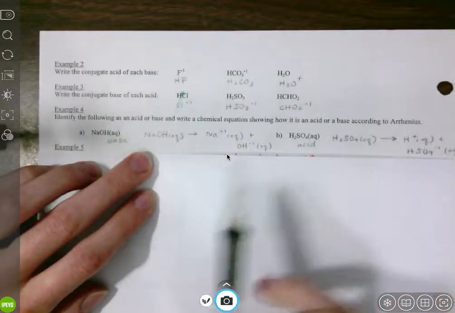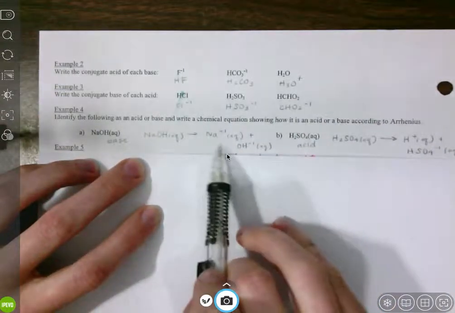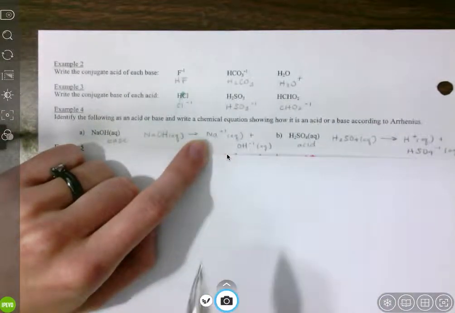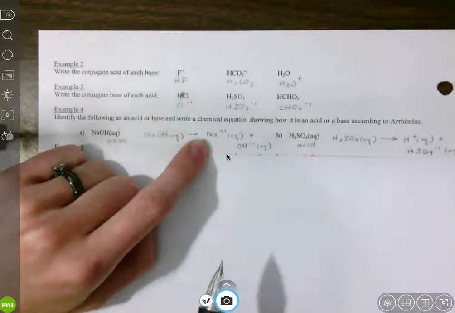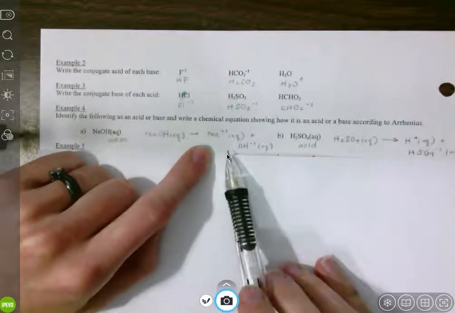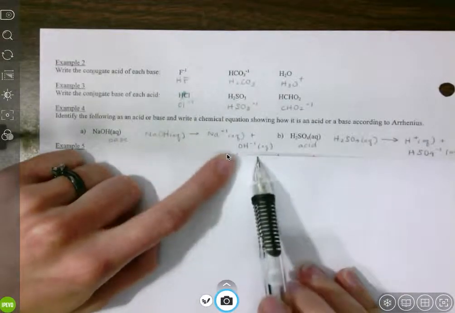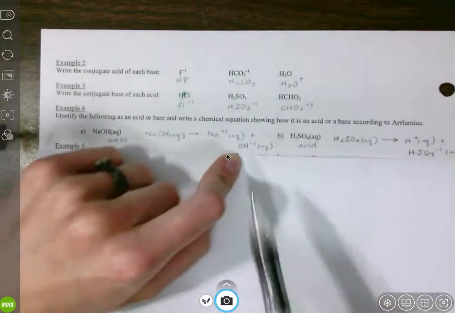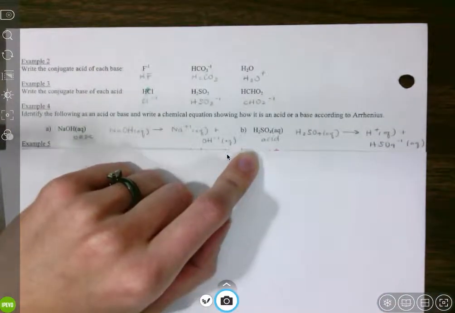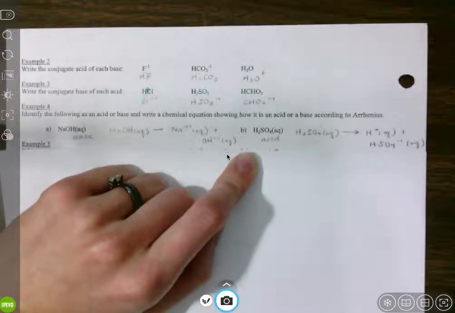So according to Arrhenius, we are separating. We are forming hydroxide ion, and then whatever other ion was with it. So we got sodium ion here. So hydroxide is going to dissociate, so separate into sodium ion plus a hydroxide ion. With letter B, we have sulfuric acid, H2SO4. It's a strong acid.